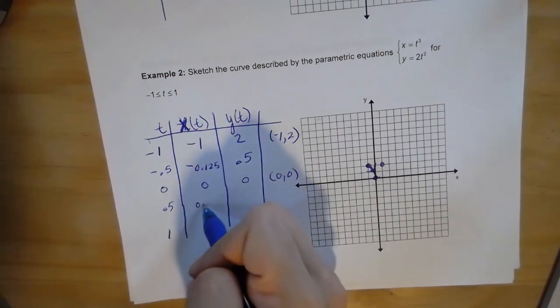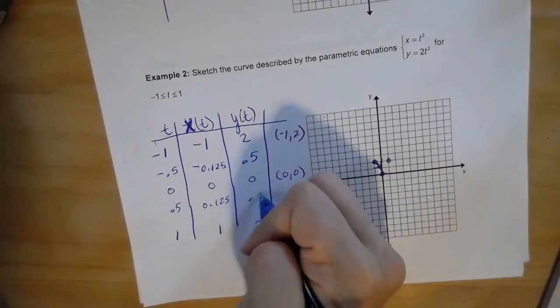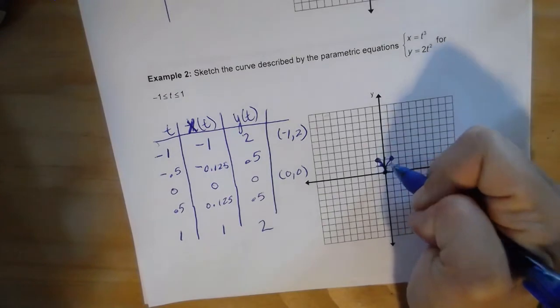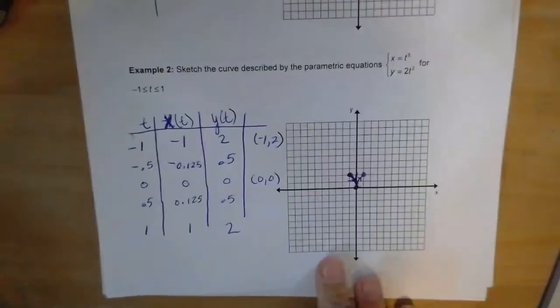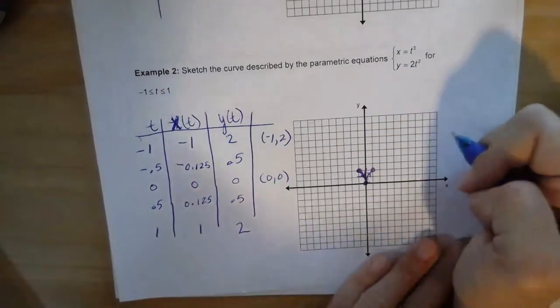I get 0.125 and I still get 0.5 on the side. Okay, so it actually curves up into this V. I'm going to make a better graph on the side right now, and this is why I'm saying you might have not wanted to go by 1s.